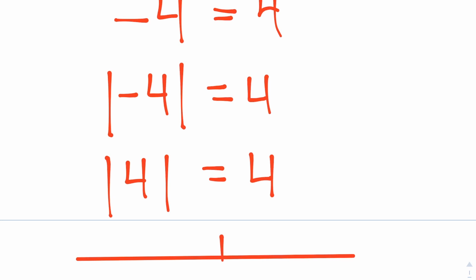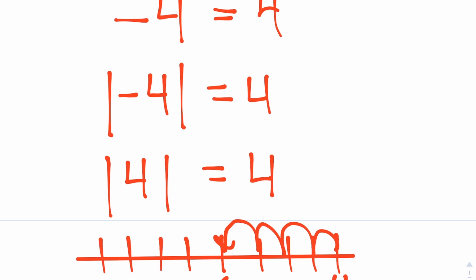So just to show you, I have 0 in the middle. 1, 2, 3, 4 steps. 1, 2, 3, 4 steps from 0. Absolute value of 4. 1, 2, 3, 4 of -4. So I have -1, -2, -3, -4. -4 is 4 steps away from 0. So now we're going to go ahead and do some practice with that.